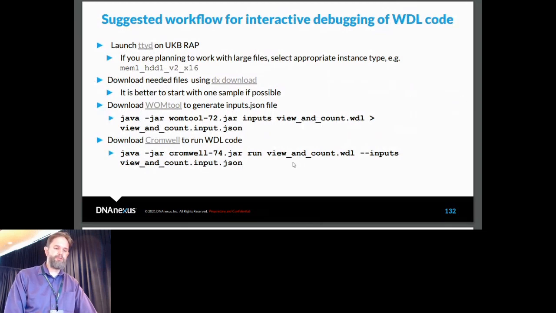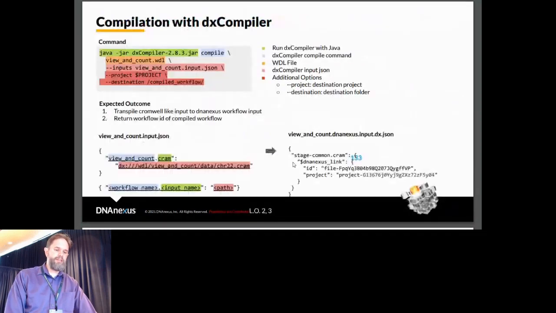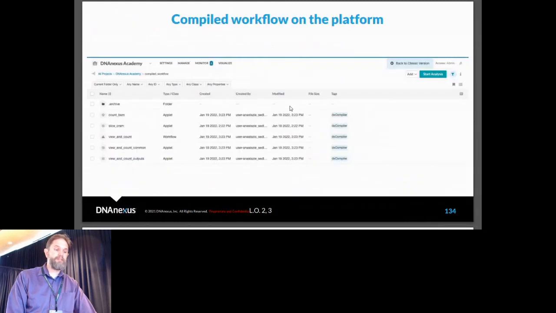For debugging, here's some suggestions. Again, these will be available to you. I'm not going to dive into this. And then basically there's a compiler in Java, and you just run it. It's really quite nice. Compiled workflows in WDL go on the GUI as well, so that's really nice. People can see them. They can move things around.